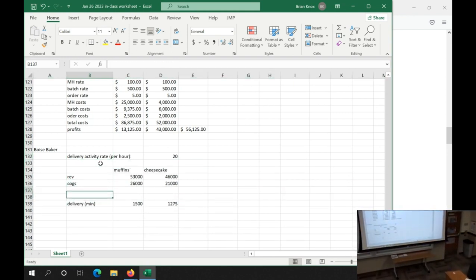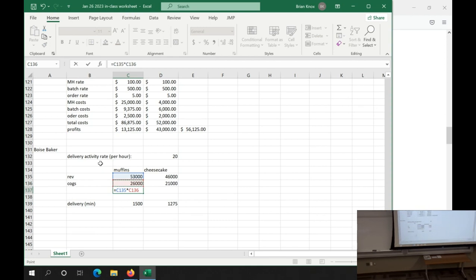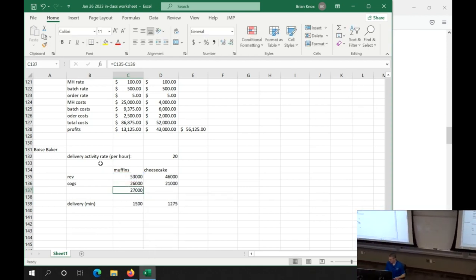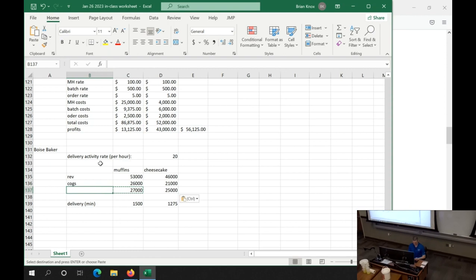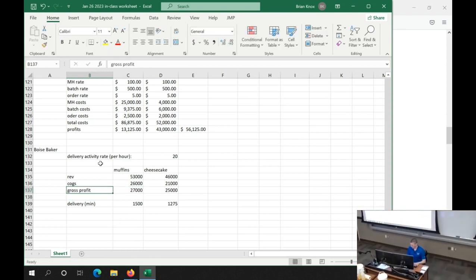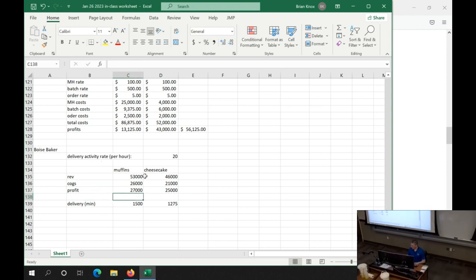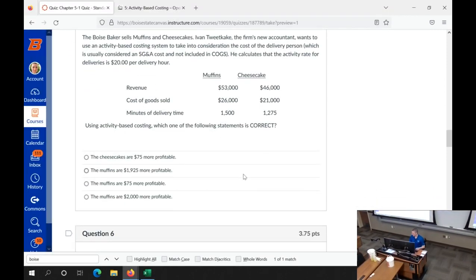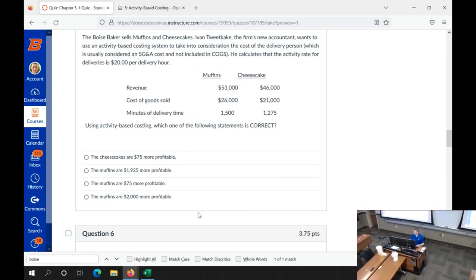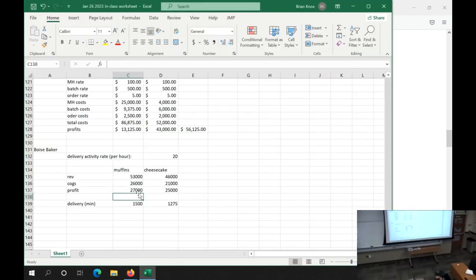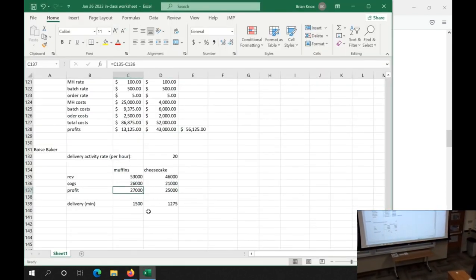All right, so what we're going to do is I'm going to say just already we can figure out the gross profit of each of these products, or whatever you want to call it. We can just call this profit. It's all we're worried about right now. We're going to add to that. Right now, the question answers. We can get some key here. We're looking at a comparison between the two. And right now, this is actually true, I think. Muffins are $2,000 more profitable than cheesecake without incorporating any of the delivery costs. It's $2,000 more profitable. That's not going to stay the same. That's not going to be true for too long.